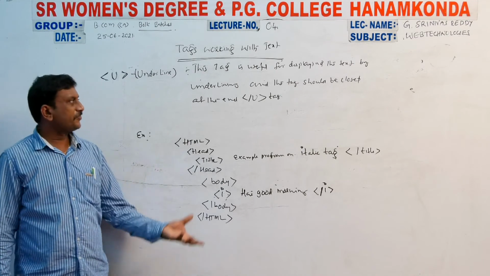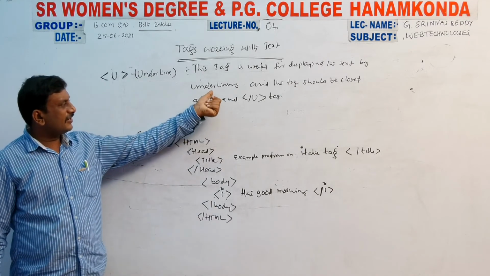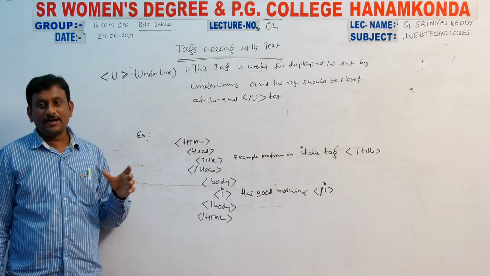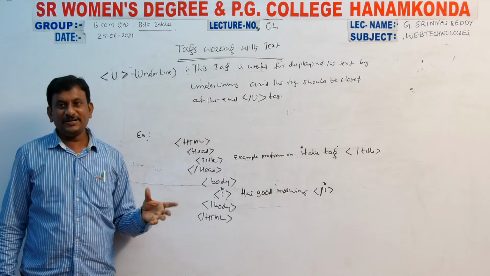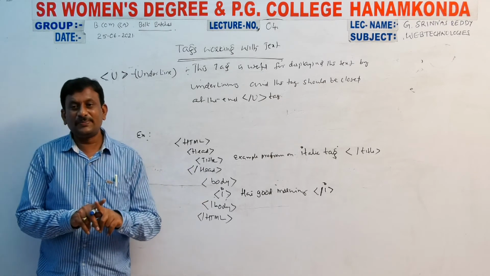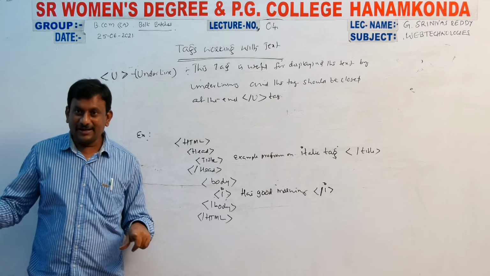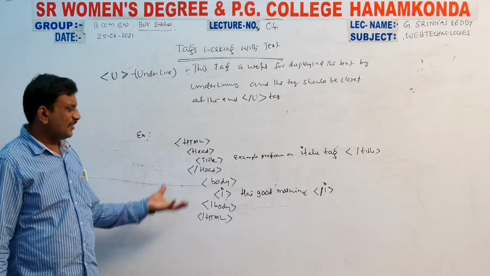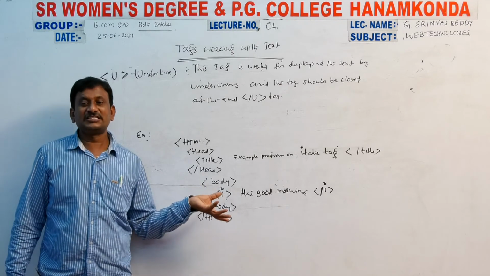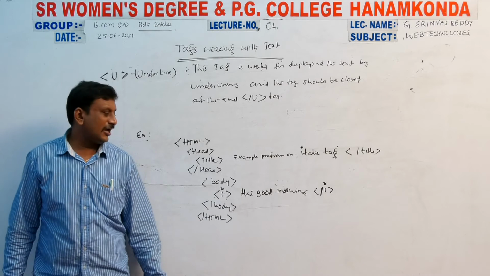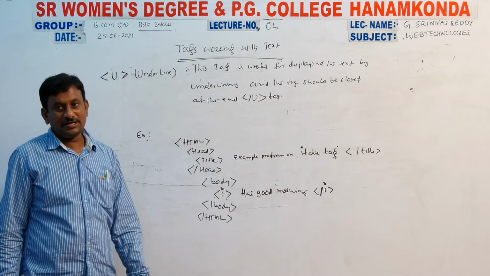Next, same. Underline means underlining of the text, or a word, or a particular paragraph. In between, if you write U and /U, that means the whole content will be displayed underlined. This example program is the same as the previous one, just with the content changed. Instead of using I, you can replace it with U.